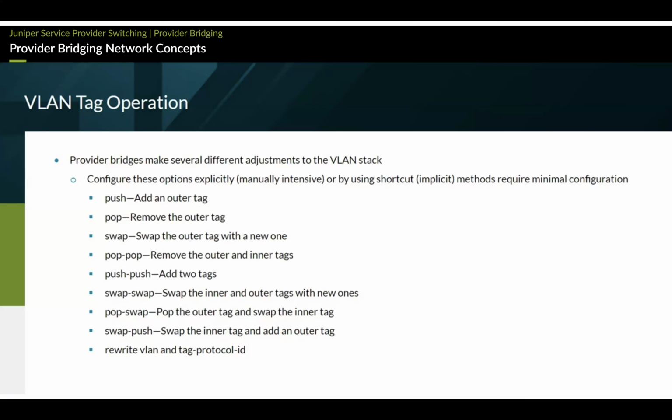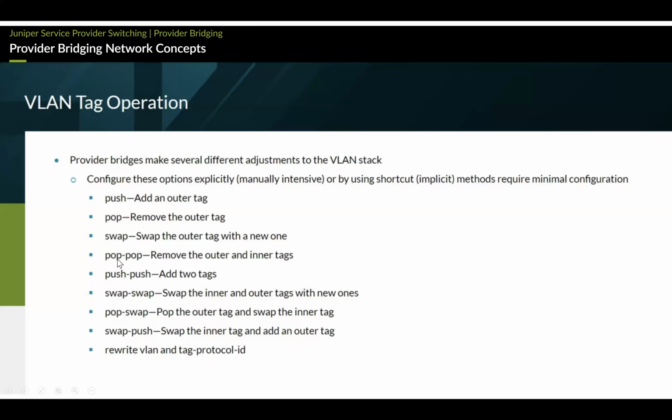Just taking the inner VLAN and pushing that VLAN to translate to another VLAN and assign the outer tag VLAN ID. That is called the push. Or you can also use the pop method. Pop is basically used for removing the outer tag. Swap means just taking the one outer tag and replacing it with a new one. This is called the swap.